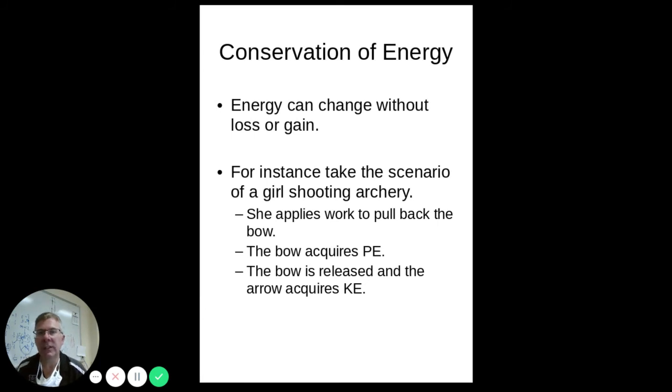Conservation of energy. Energy can change form without loss or gain. For instance, take the scenario of a girl shooting archery, right? The girl has a bow. The amount of work used to pull back that arrow is how much potential energy that bow now has. When she releases the arrow, all of that potential energy is converted into kinetic energy, and then it leaves with the arrow, okay? If you know the mass of the arrow, you can calculate how fast that arrow is going to come out of the bow, assuming that there's no loss due to friction or heat or anything else, okay?